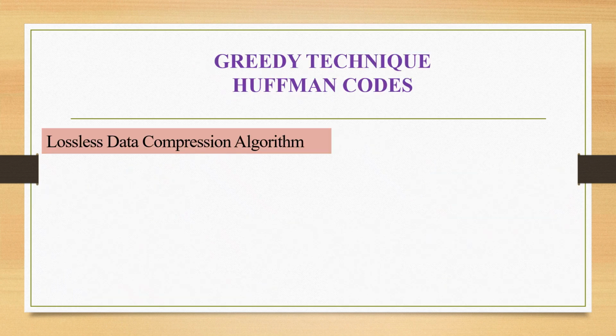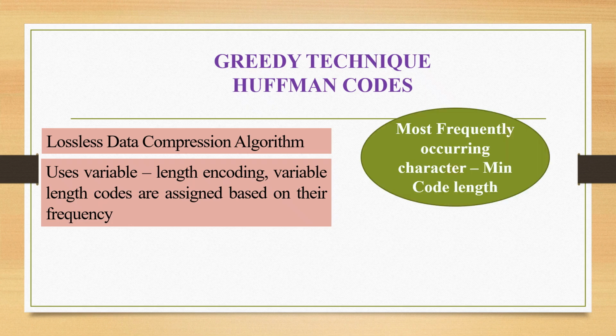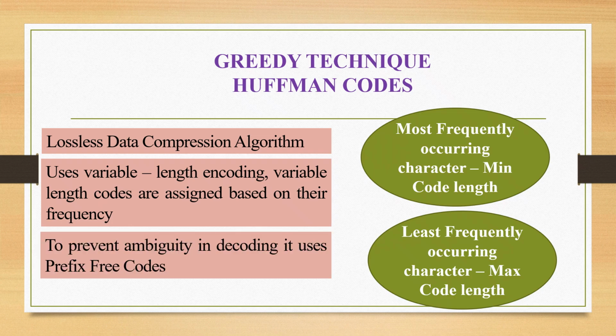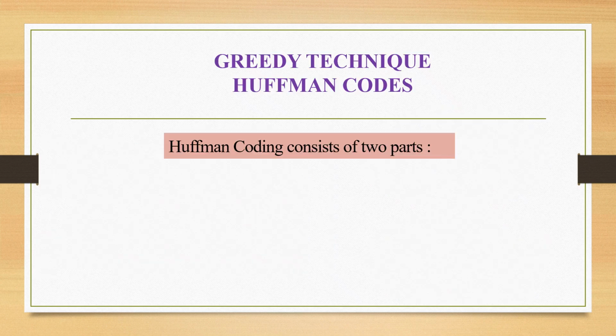So moving on to Huffman codes. What are Huffman codes? It is a lossless data compression algorithm. It uses variable length encoding: the most frequently occurring character has the minimum code length, and the least frequently occurring character has the maximum code length. To prevent ambiguity in decoding, it uses prefix-free codes.